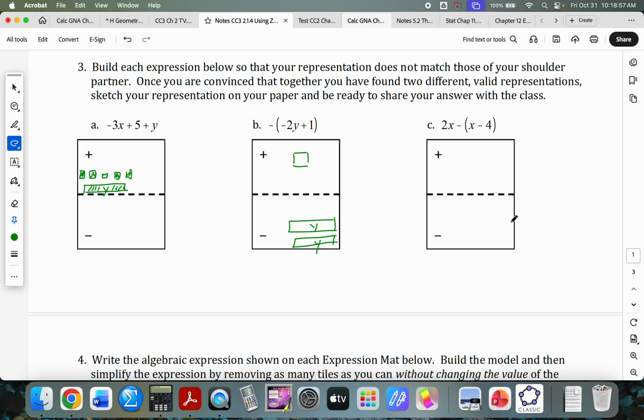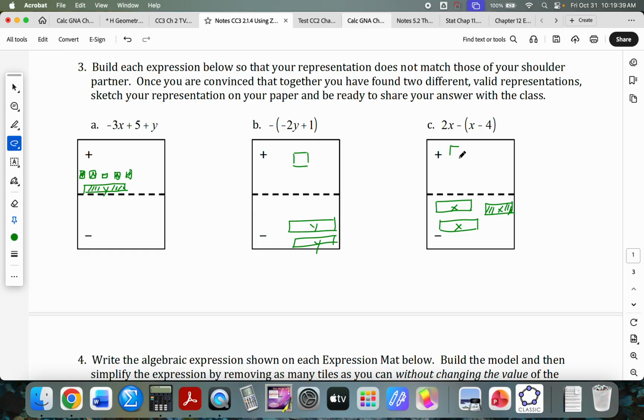All right, and then who's in desk 15? I put 2 -x tiles in the negative region, which makes it positive 2x. And I put 1 positive x tile in the negative region. And then I put 4 +1 tiles in the negative region.